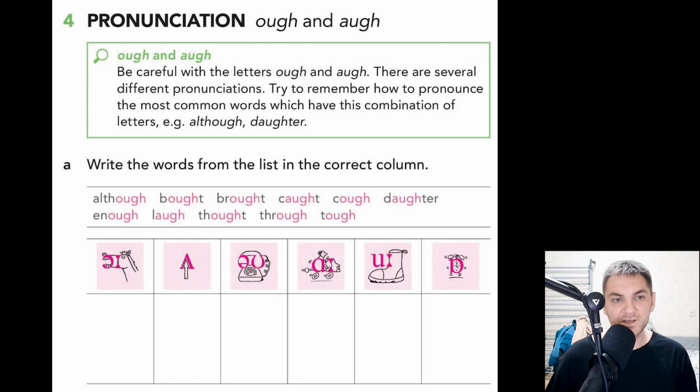Activity A. Group the words by sound. Look at the table. You will see 6 columns, each with a different sound symbol and a picture. For example, the horse picture represents the O sound, like in horse. Your job is to write the words from the list into the correct column. Say each word quietly to yourself. How does it sound? Does it sound like horse, up, phone, car, boot, or clock? Take your time. This is not easy, but it will help your pronunciation a lot.